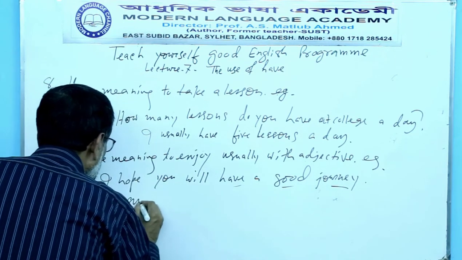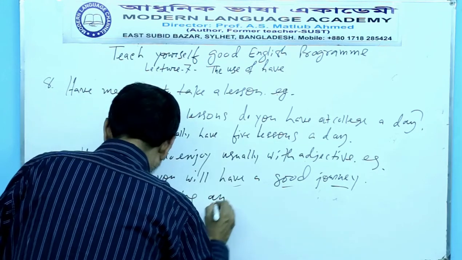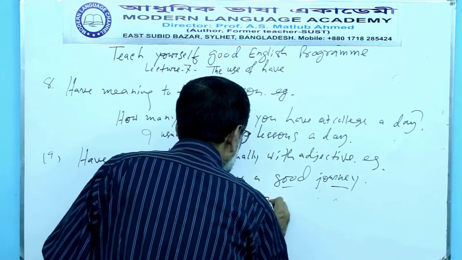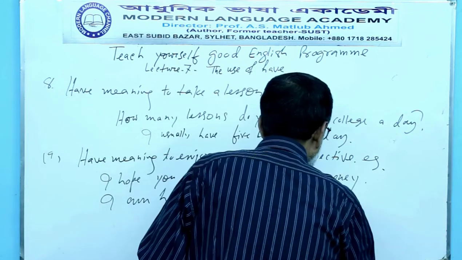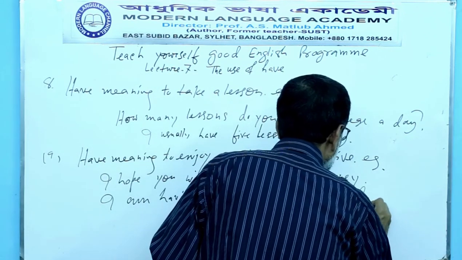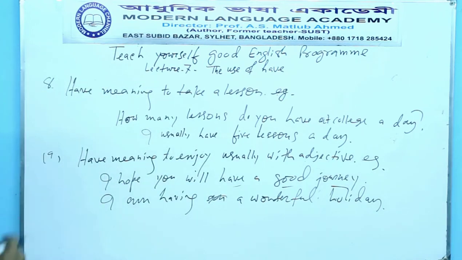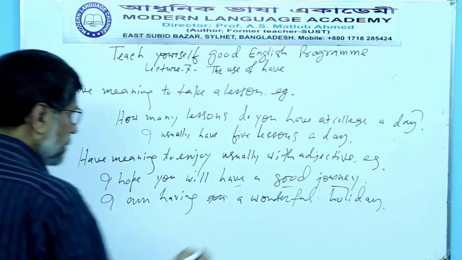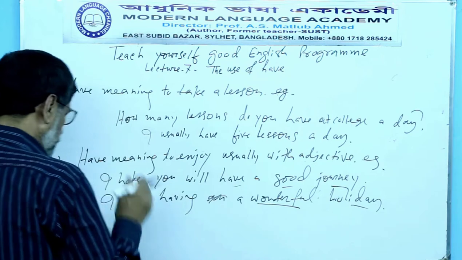I am having a wonderful holiday, not "an wonderful". I am having a wonderful holiday. I am having, that means I am enjoying a wonderful, an excellent holiday. Holiday is a noun and wonderful is an adjective. That's why this have gives the meaning of enjoyment.